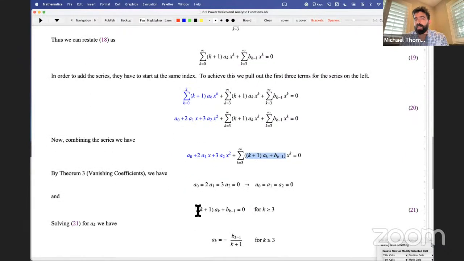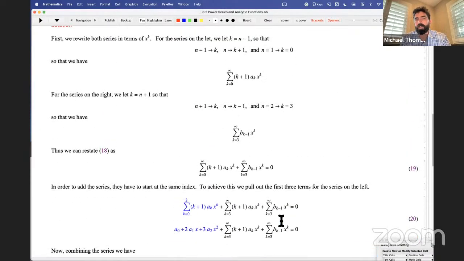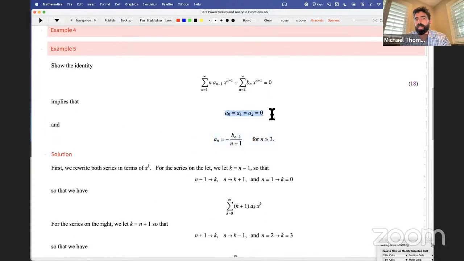Okay, so we'll write that down too. And this is true for k greater than or equal to 3 because the series starts off at k equal to 3. Okay, we'll just take this guy and solve for ak, the larger index, ak. And you have ak equals negative bk, b sub k minus 1 over k plus 1 for k greater than or equal to 3. And that was what we were trying to show. Okay, so I think we did it. That okay?